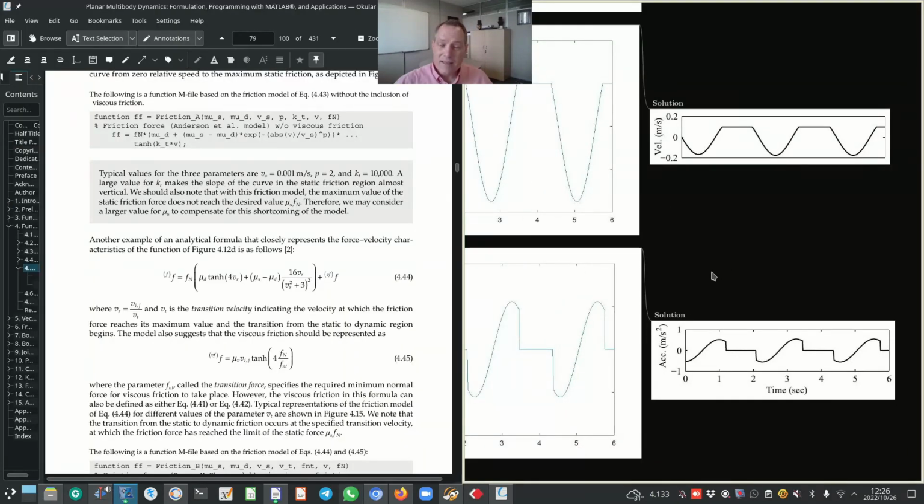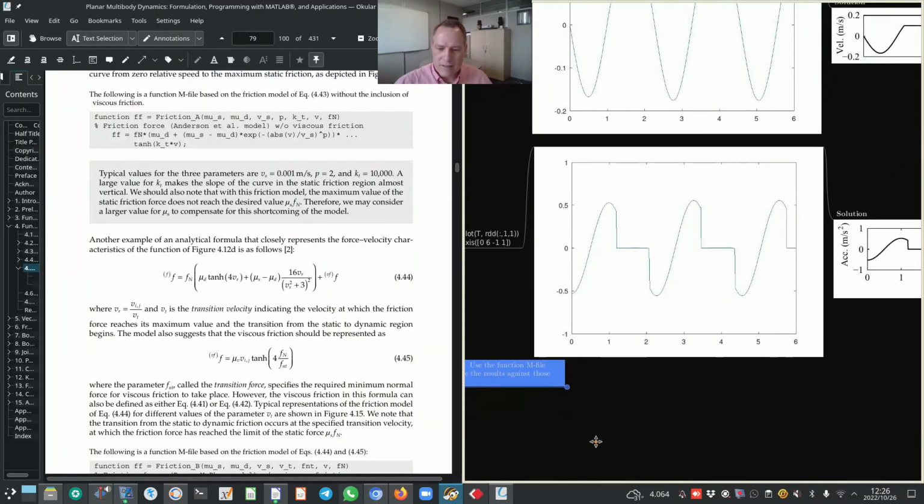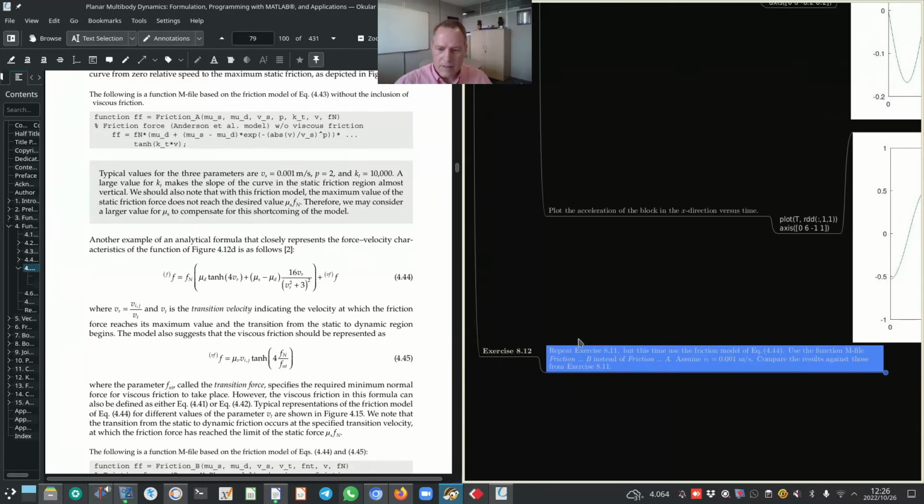Okay, so with that done, we can move on to exercise 8.12, and here Prof. Nikravesh asks us to repeat exercise 8.11 but this time use the friction model of equation 4.44. We did speak about this friction model at the beginning of the lecture, but for ease of reference, I want to refer us to the textbook where Prof. Nikravesh explains this friction model in his chapter 4.